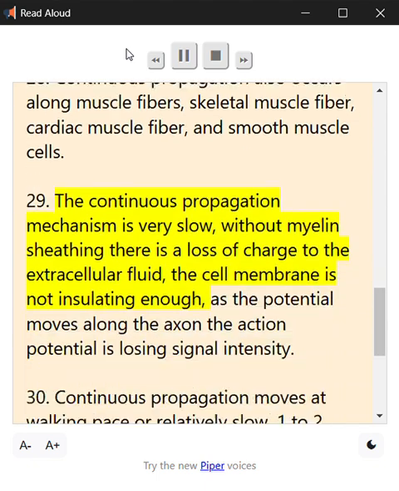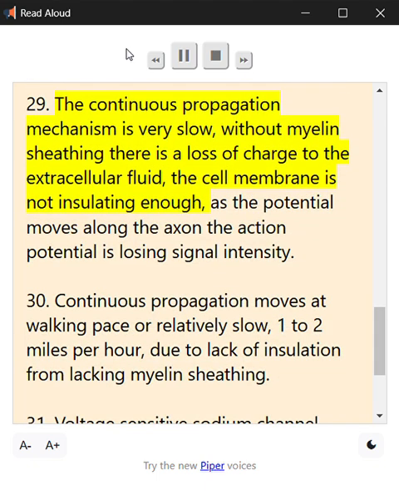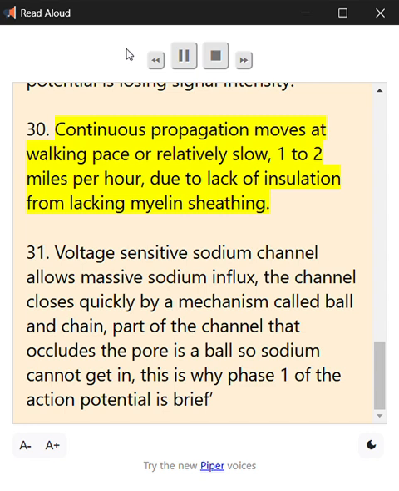29. The continuous propagation mechanism is very slow. Without myelin sheathing, there is a loss of charge to the extracellular fluid. The cell membrane is not insulating enough. As the potential moves along the axon, the action potential is losing signal intensity. 30. Continuous propagation moves at walking pace, or relatively slow, 1 to 2 miles per hour, due to lack of insulation from lacking myelin sheathing.